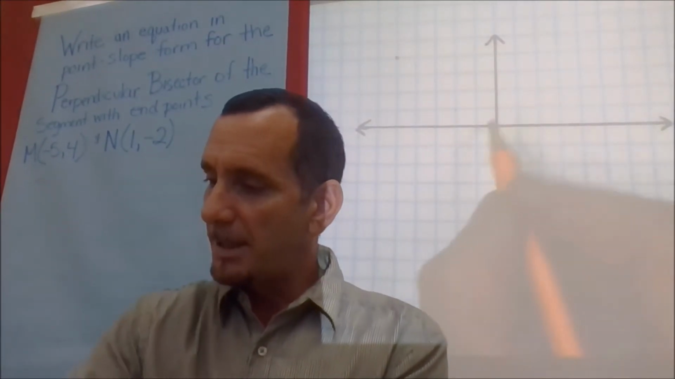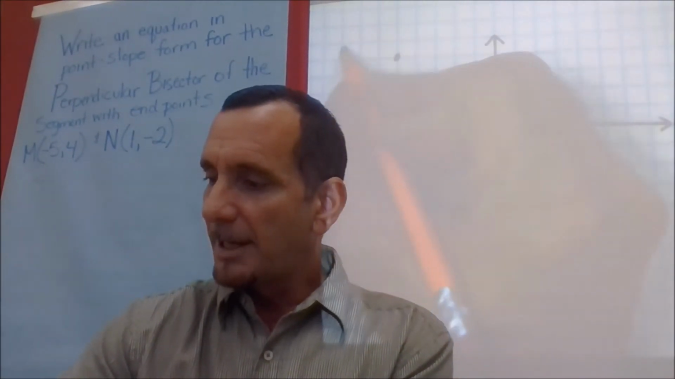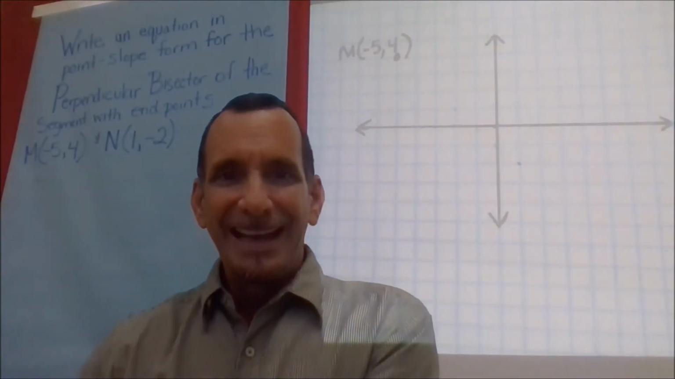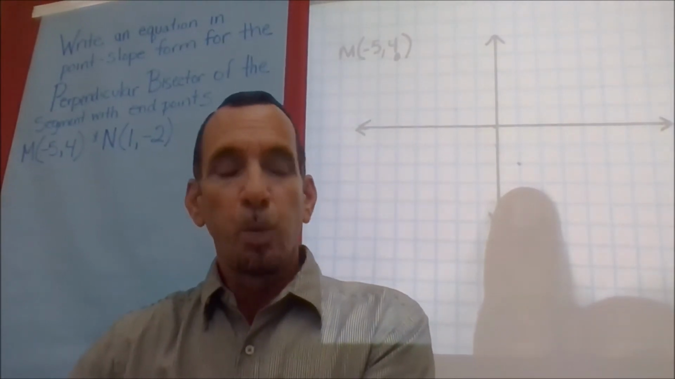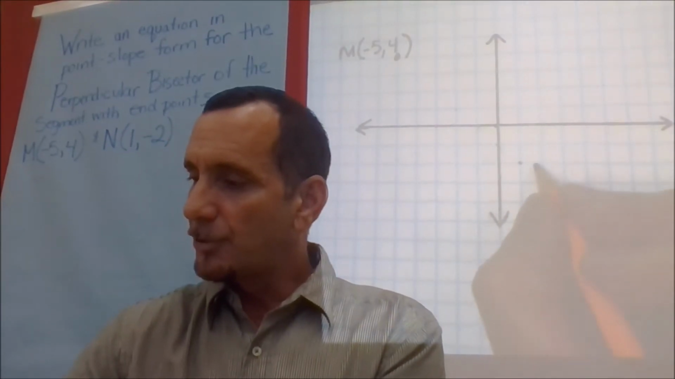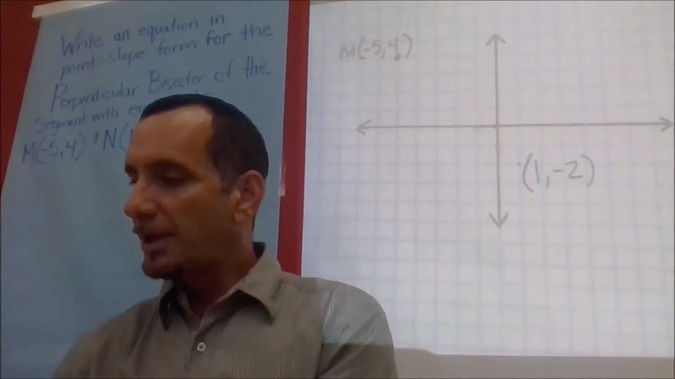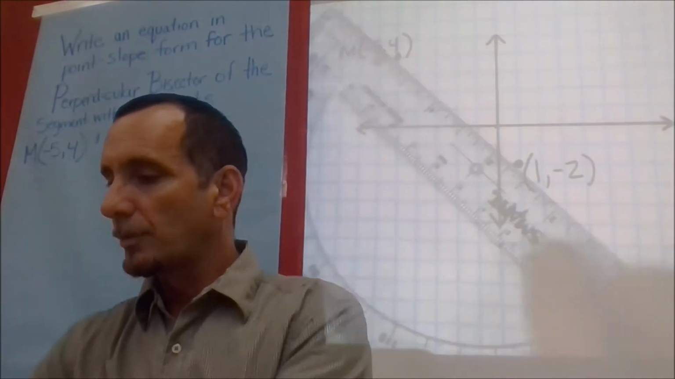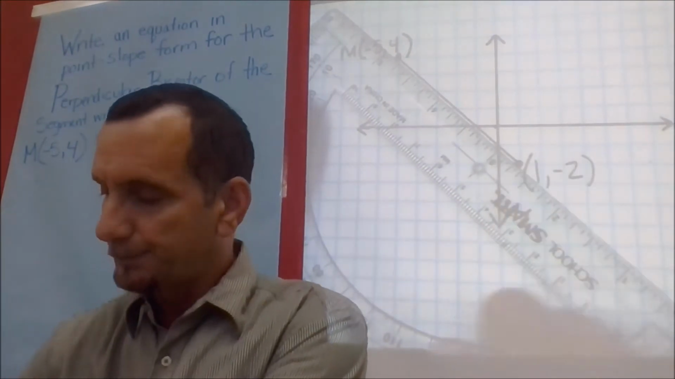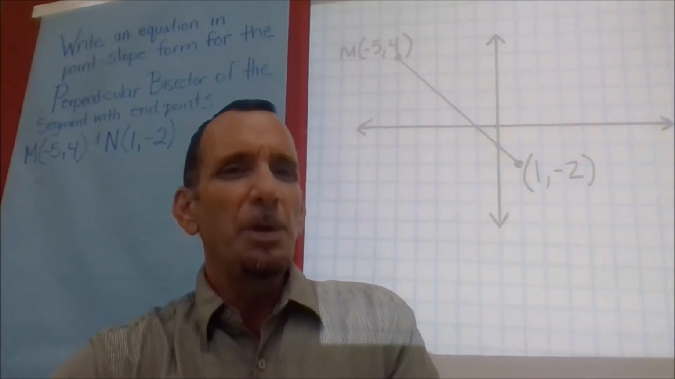and I'm just going to plot those points. M is (-5, 4). I'm going to label that. And N is (1, -2). Now I'm just going to come on over here and draw the segment. Okay, so we have a segment here, but really, what do we want to do?